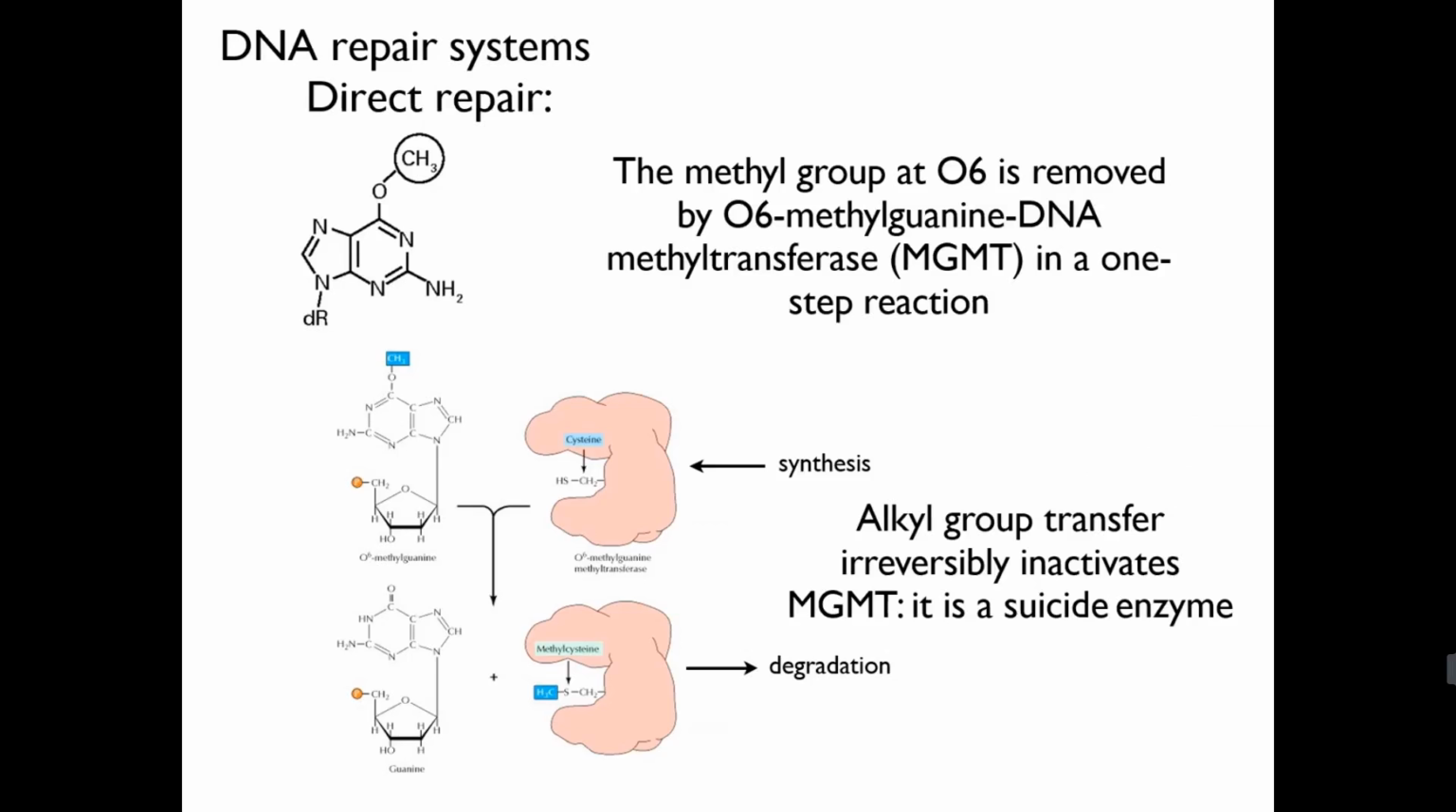All right, so the repair systems we are going to go through will be in order of complexity. The most simple repair system is referred to as direct repair. In direct repair, the damaged base is repaired in the DNA in a single step. So it is essentially just a reversal of the DNA damage.